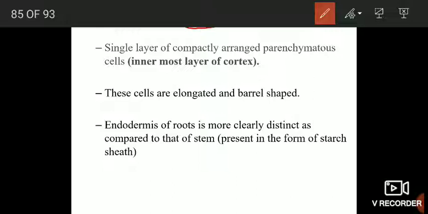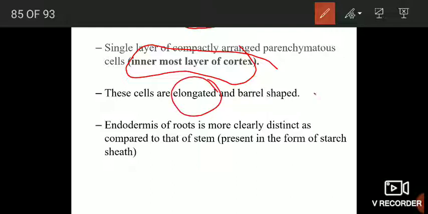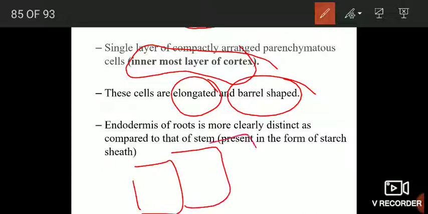So let's move on with endodermis. Endodermis is a single layer of compactly arranged parenchymatous cells, and this single layer represents the innermost layer of cortex. The cells of endodermis are elongated and barrel shaped. Here you can see these are elongated and barrel shaped. They are compactly placed to each other.